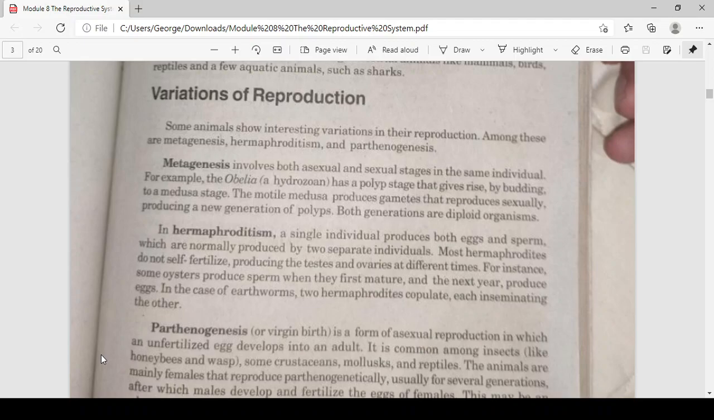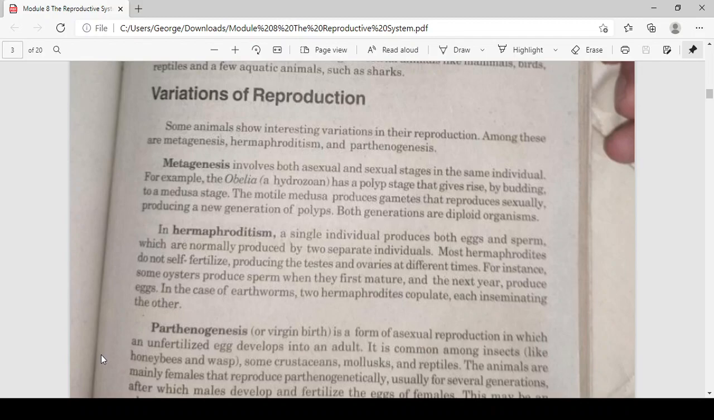But no, ang iya kids may ara siya sang egg kag sang sperm. Most hermaphrodites do not self-fertilize, producing the testes and ovaries at different times. So, for instance, ang ato na oysters kids, for 1 year, it only produces sperm. And for the other year, now, it produces egg cells. So, kids, if it has sperm and egg, can it reproduce by itself? No. Because your oyster has two sex cells but can't reproduce by itself. Next, we have your parthenogenesis.